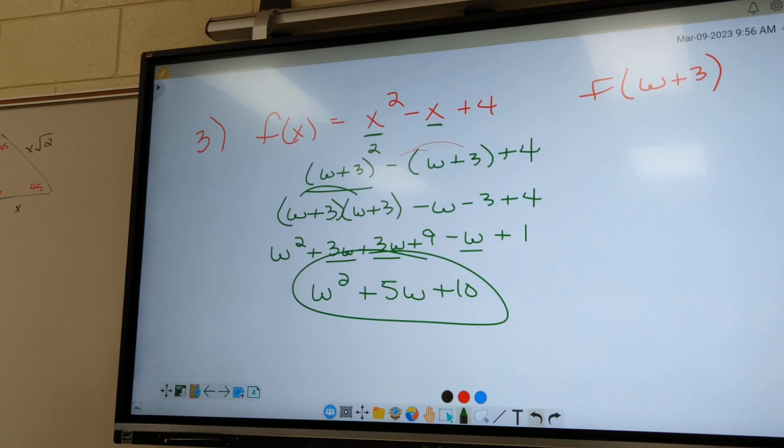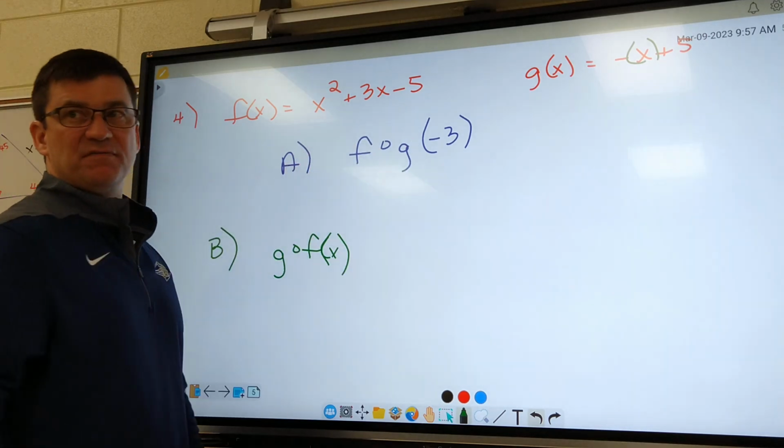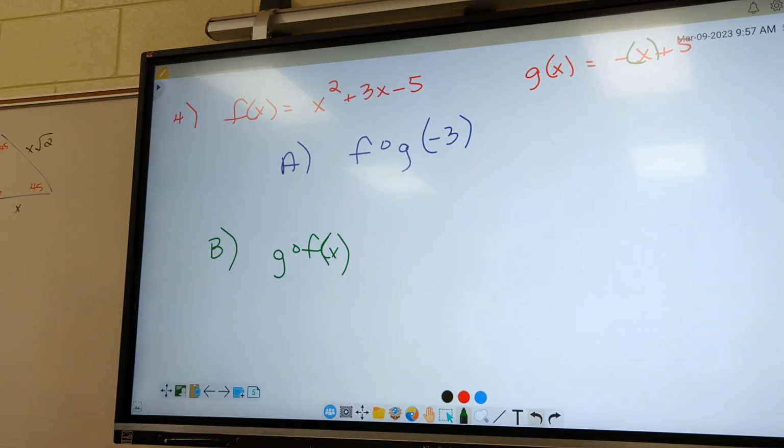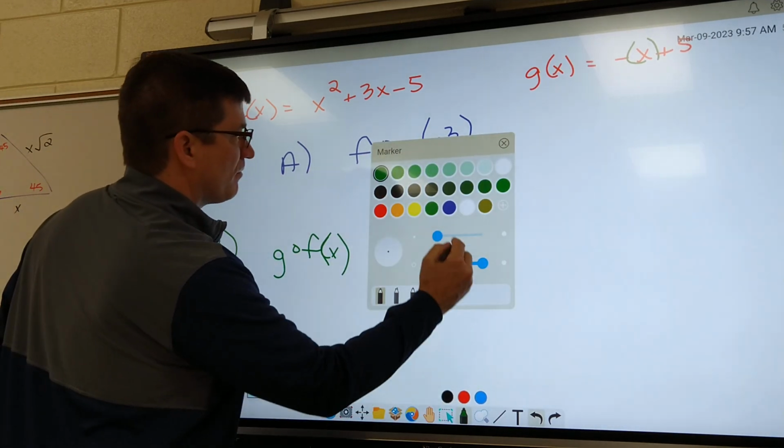All right, let's go to 4. If I need to stop and slow down, y'all tell me. All right, 4A is going to be really quick and really easy. You guys remember doing the F of G stuff, composition of functions? This is what we did the second week when you got back. All right, so let's do A together.